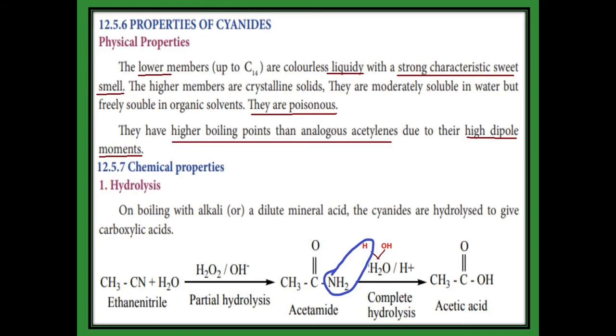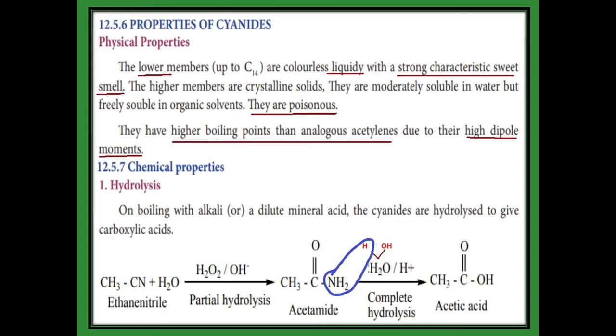Properties of cyanide. Lower members, up to C14 carbon, are called lower members of cyanide. They are colorless liquids. They have a strong characteristic sweet smell. Higher members, after C15, are crystalline solids and they are poisonous. Cyanides have a higher boiling point than acetylene because they have a high dipole moment.